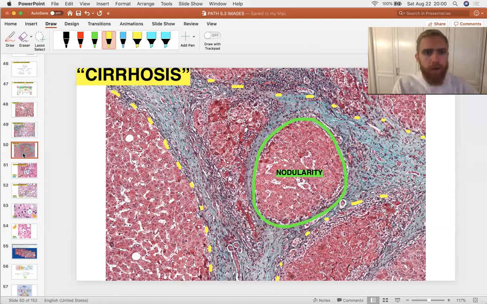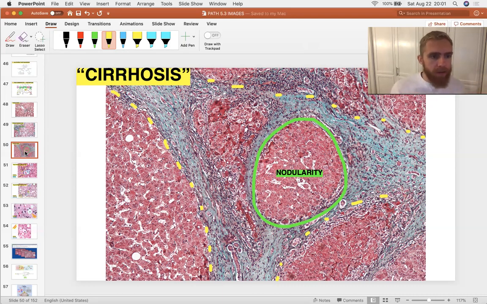Now, there's a whole other SDL on cirrhosis. You should be very familiar with it. In reference to this SDL, and anytime you see a picture of the liver, you need to start by picking out what stage of damage it's in. Because again, this is a pretty consistent progression. You're asking, is it fatty change? Is it inflammation? Or is it cirrhosis?